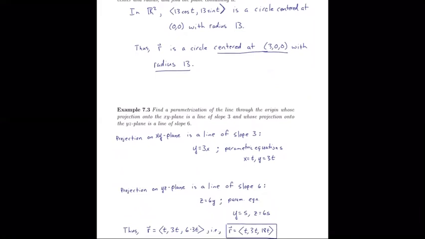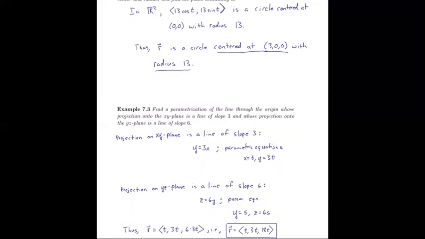Next up, find a parametrization of the line through the origin whose projection onto the xy plane is a line of slope 3 and whose projection onto the yz line is a line of slope 6. So we'll assume when they say xy that y is equal to 3x would be a line that would satisfy this, and for the yz, z would be equal to 6y, just for the dependency order in the xy plane and the yz plane that's implied. X comes before y, so x must be the independent variable. Same thing with y and z listed in the yz plane.